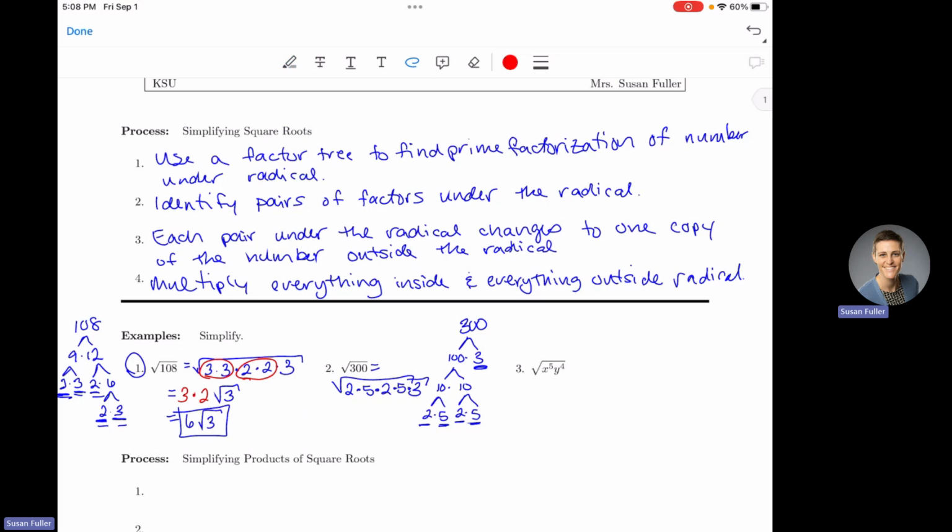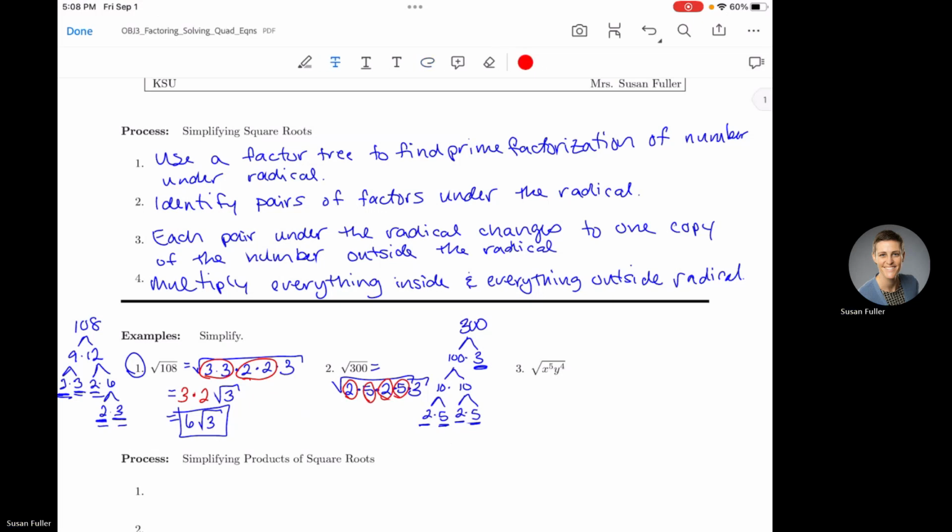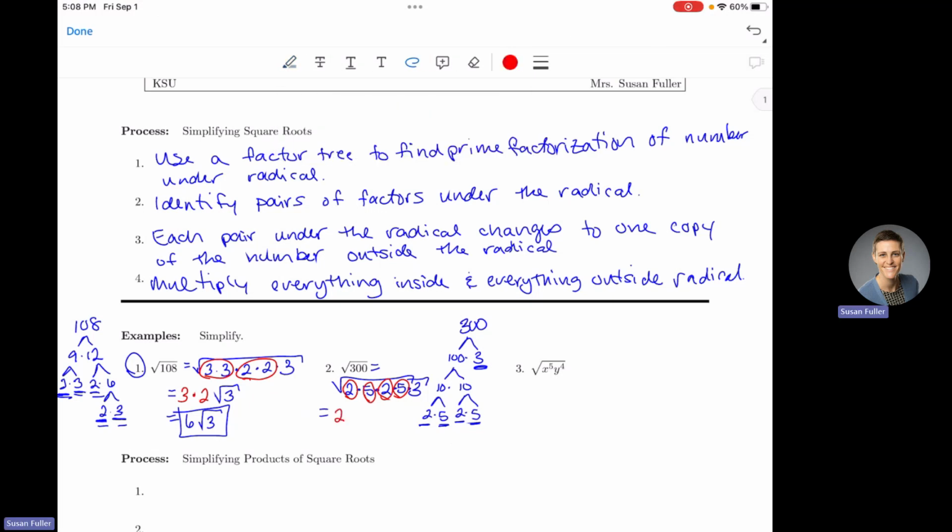And so now I'm looking for my pairs. So I have a pair of 2's and I have a pair of 5's. So the pair of 2's inside will create one 2 on the outside. The pair of 5's inside will create one 5 on the outside. And then I have a 3 left underneath. So overall, this becomes 10 times the square root of 3.